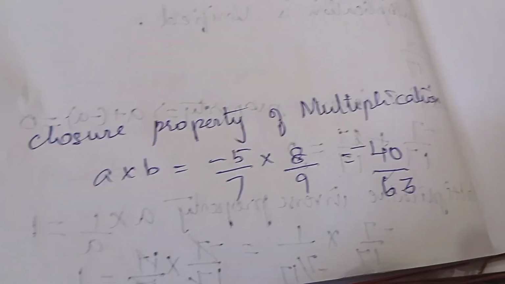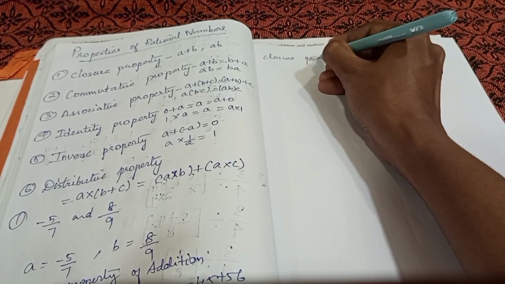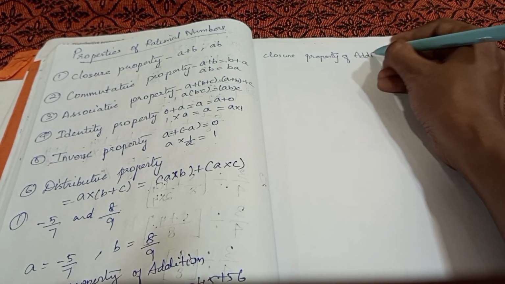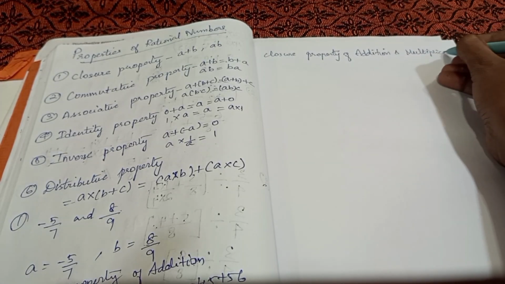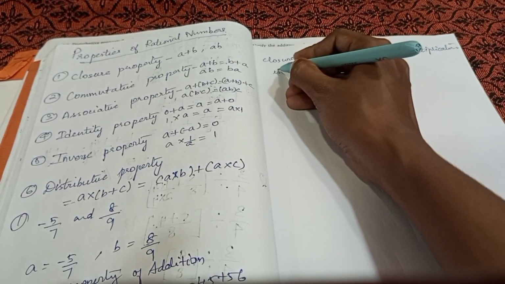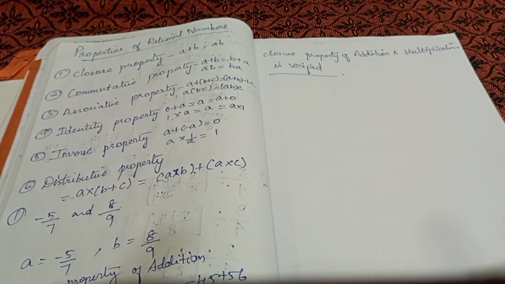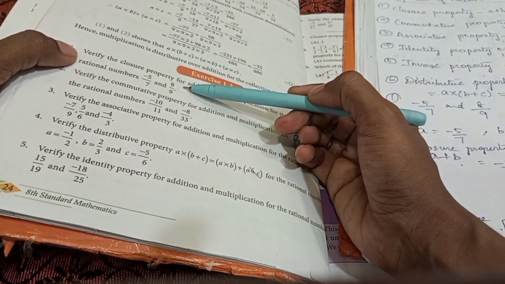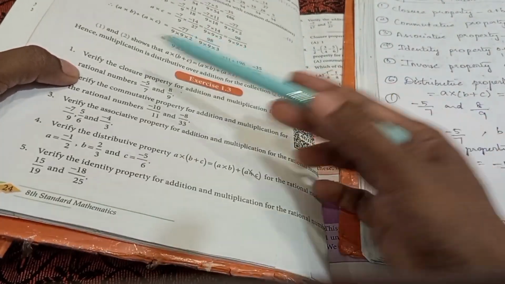So you have to mention that closure property of addition and multiplication is verified. You have to mention this last, because they have asked in the question to verify the closure property, so you have to say the answer: that is, the closure property of addition and multiplication is verified.